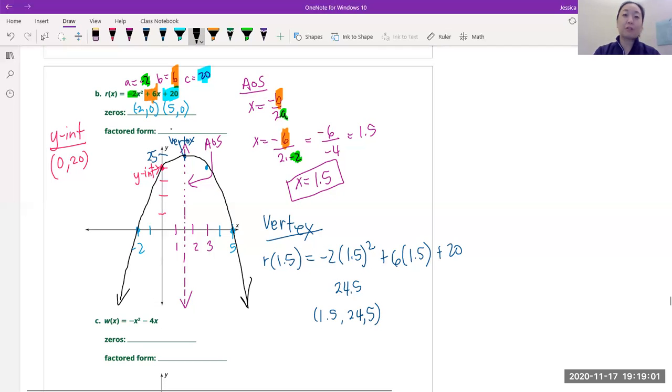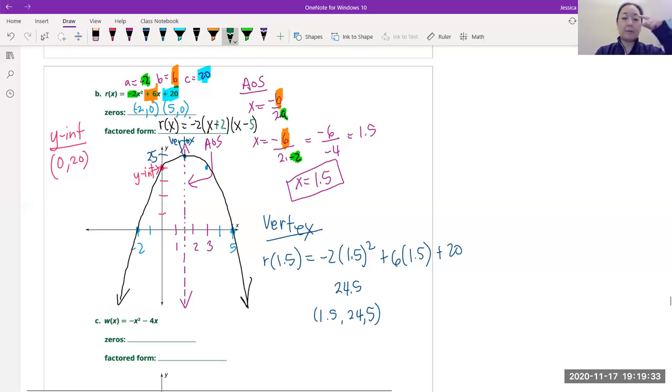Now we can write it in factored form. We're going to take the same r of x. Remember, it takes on the same a. A was -2, so it's going to be -2 as well. And then x minus, and then x minus. I like to set it up first. So what are my roots? One's at -2, and the other one is 5.